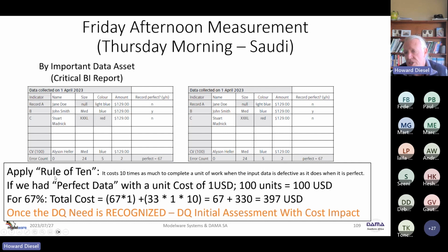Now, what Tom suggests is you use a concept called the rule of 10. Basically it says it costs 10 times as much to complete a unit of work when the input data is defective as it does when it is perfect. So if you had perfect data with a unit cost of processing of $1, then 100 units for that day of work would cost you 100 USD. Now, for 67%, look at what happens when you take the 33 records and multiply by 10: you get $397 to perform those 100 units.